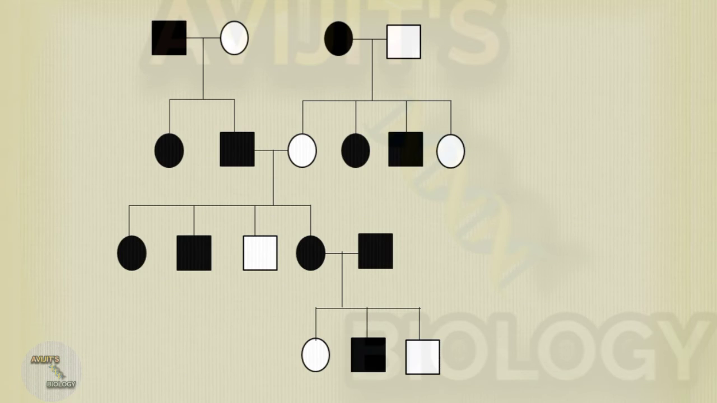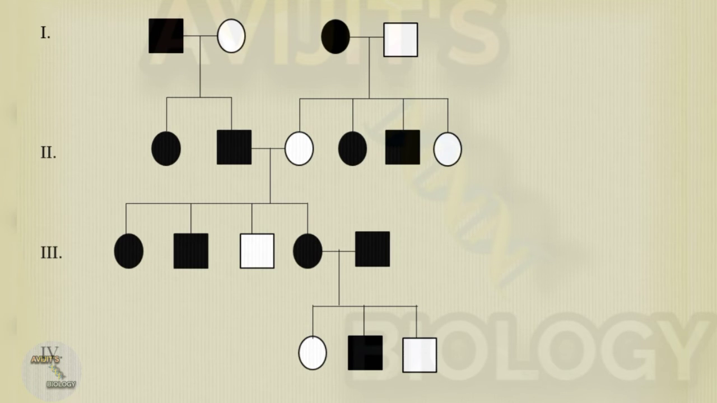Now let us analyze this pedigree. For analyzing this pedigree, we have to give the number of generations. So this is the first generation, this is the second, this is the third, and this is the fourth generation. The dark rectangle or the dark circle shows the affected individual, and the others are non-affected or they can be carriers. So we have to detect what type of inheritance it is.